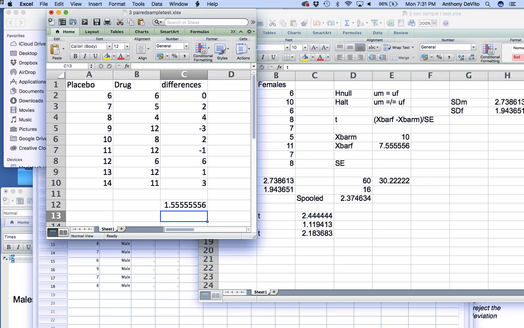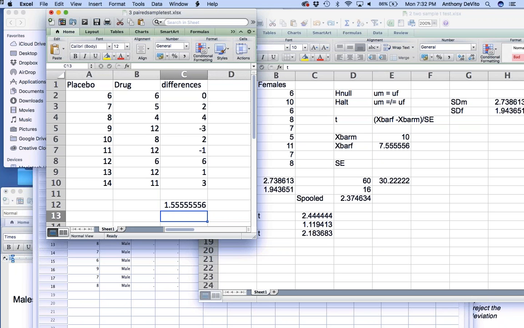Is that big? I can't tell if that's big enough. I don't know how likely I would be to be wrong if I said, "Oh, that drug works now." So how am I going to analyze this? Well, I know that if there's no difference, then the average would be zero.